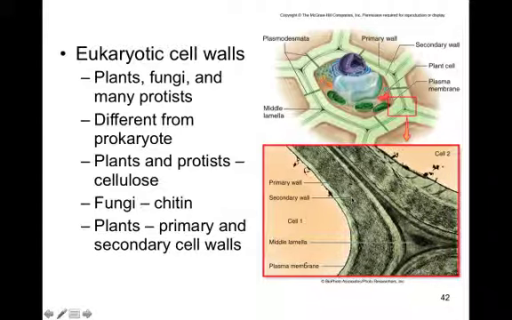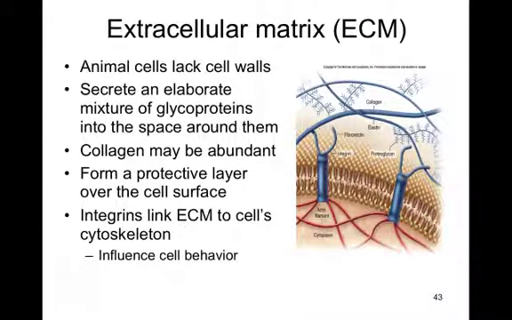The cell wall surrounds the cell membrane and allows the cells to have a much stronger structure and grow against gravity without having bones like we do. Animal cells lack cell walls. However, they have an extracellular matrix, which means their membranes secrete an elaborate mixture of glycoproteins. Glyco being sugar, protein, well, you know that. So it's a combination of sugars and proteins in the space all around the outside of the membrane.